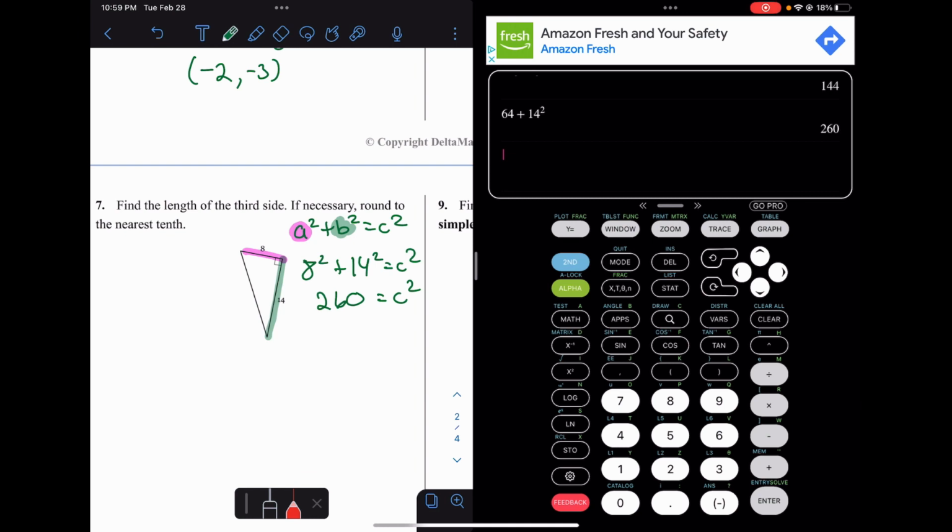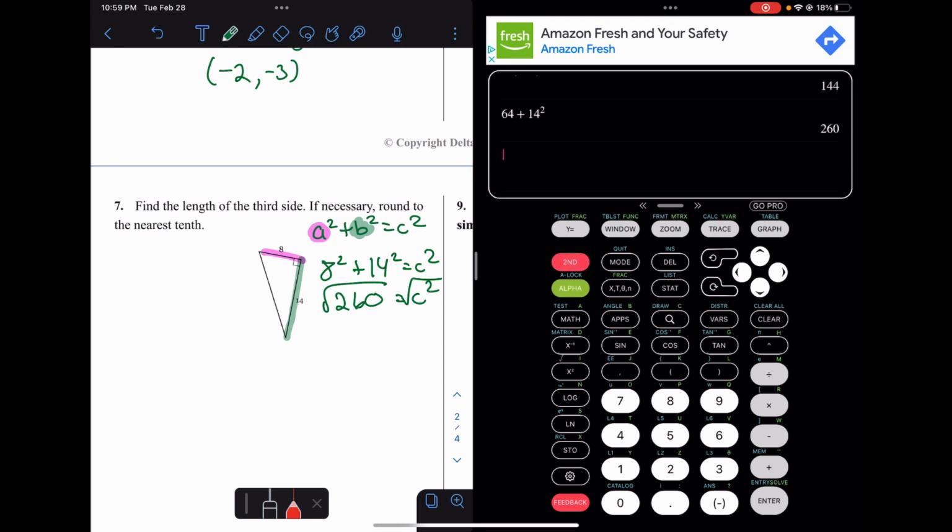Now, here we can just take the square root. So we get the square root of 260. Now, sometimes they may want a reduced radical. If you recall back when we did quadratic formula, you had to take perfect squares out and simplify the radical. When it says to the nearest tenth, literally all you have to do is just plug it into your calculator. So the square root of 260 is 16.1. All right.